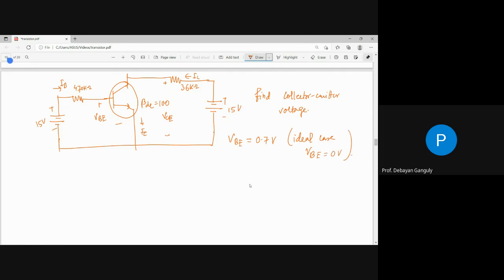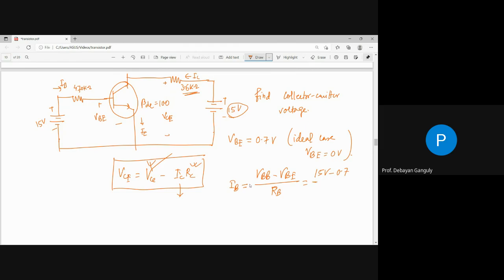So what we know, to find the VCE, you know VCE equals VCC minus IC into RC. You know the VCC because that is 15 volt. You know RC because that is 3.6 kilo ohm. What you have to find is IC. So what we know, this is IB. IB is nothing but VBB minus VBE divided by RB, and here VBB is 15 volt, VBE is 0.7 volt, and RB is 470 kilo ohm. That means this is 31.9 microampere, right?